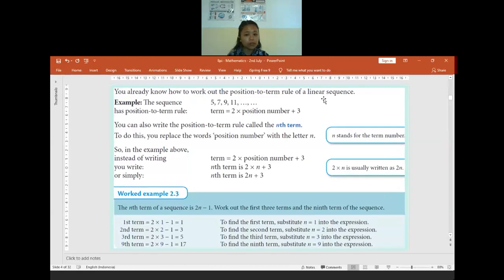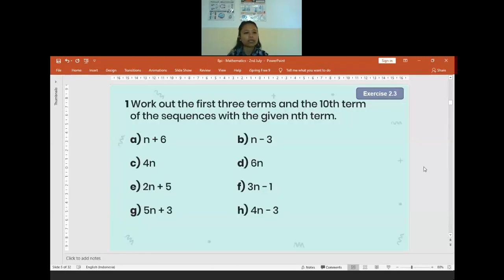Is my slide visible? Yeah. If my slide is not visible, you can open your textbook page 23. In here we already have the first question. I will discuss question 1A. Later, the rest you try by yourself, okay.